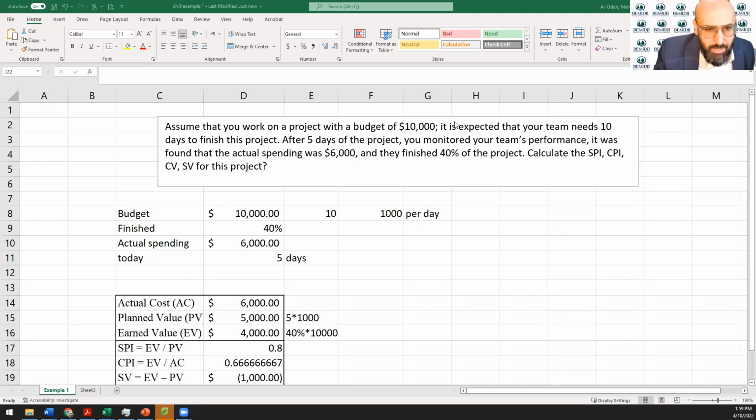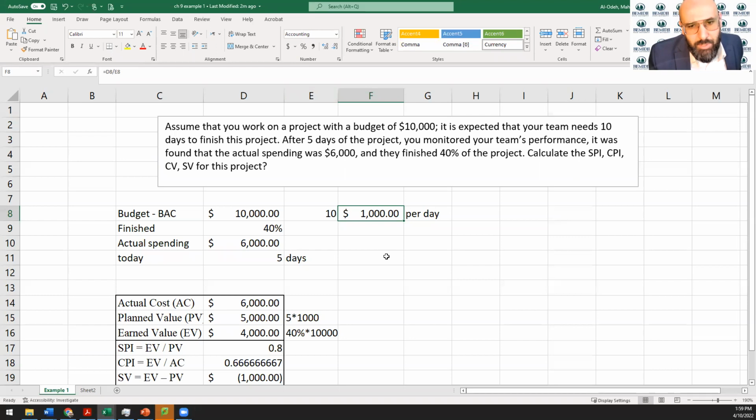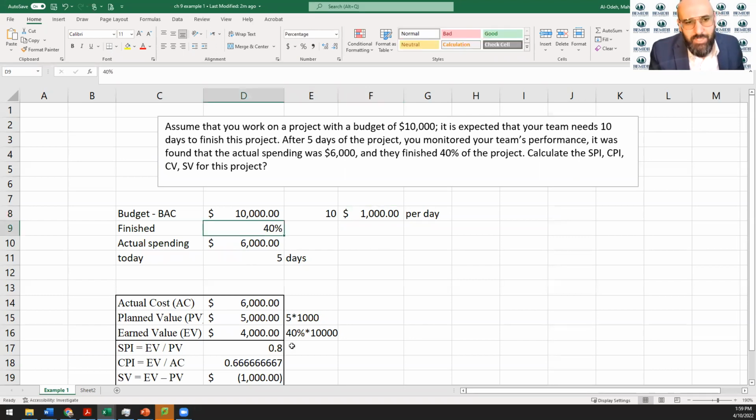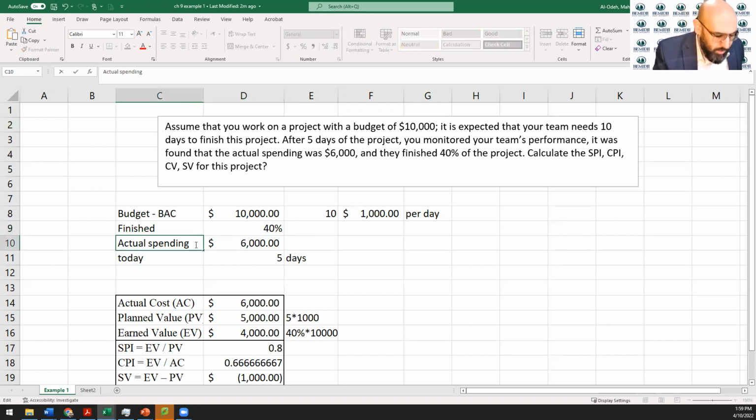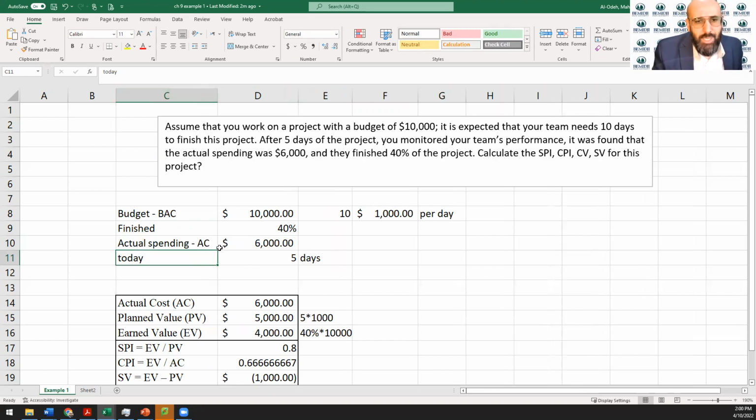So what I did here, I have some information taken from the question. So we have the budget, or what we call the BAC. That's the baseline for the project. And this has to be 10 days of project. So estimating that we're going to have $1,000 per day. And we have this team finished 40% of this project. The actual spending, that's the actual cost, AC, is $6,000. And today we are on day 5 of this project. So what we need to do, we need to find the SPI, the CPI, the CV, and the SV.